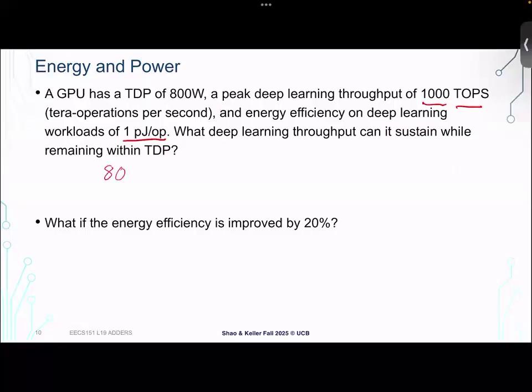We have 800 watts. Watts are just joules per second. And then we're told that we have an energy efficiency of 1 picojoule per op. Picojoule is 10 to the minus 12, if you'll recall your SI prefixes. Joule per op. So we'll divide those two terms.